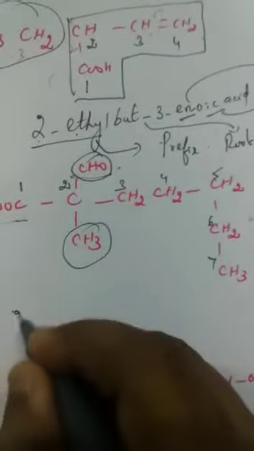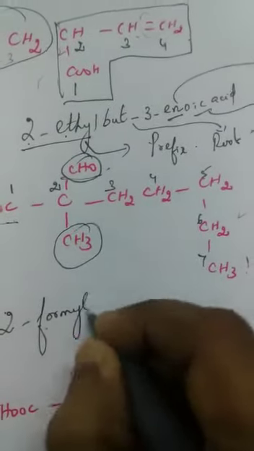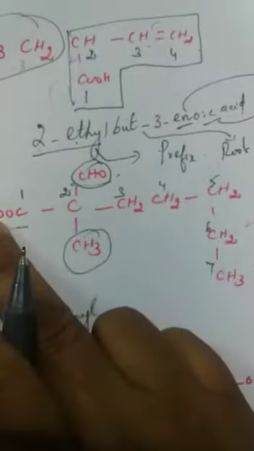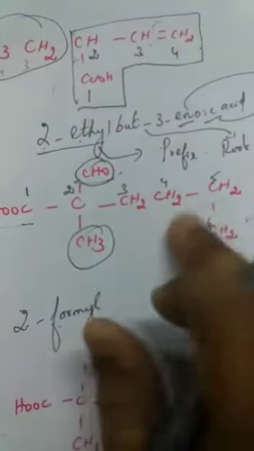Therefore you have to name this compound as follows. In the second position, one aldehyde group is present and another one, a methyl group, is present. Therefore you have to write 2-formyl. If an aldehyde is present as a substituent, you have to write it as formyl. If an aldehyde is present as the functional group, you have to name it as al, you have to end it with al. Therefore 2-formyl, 2-methyl.